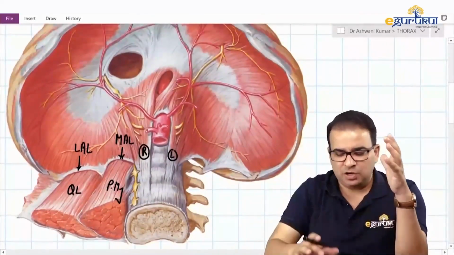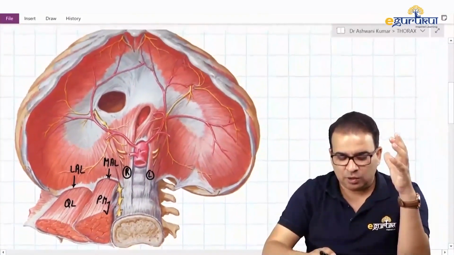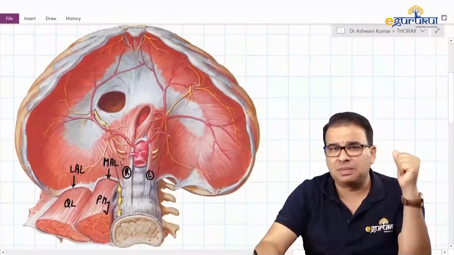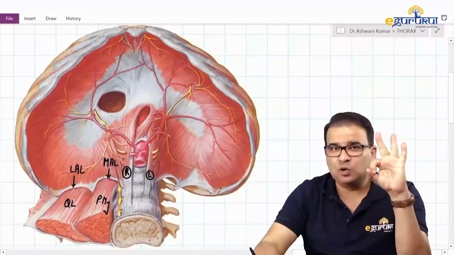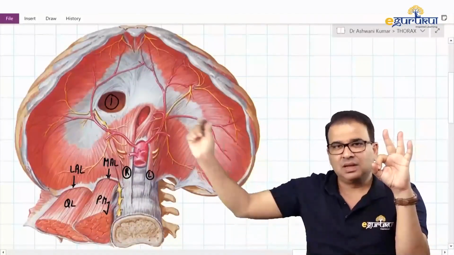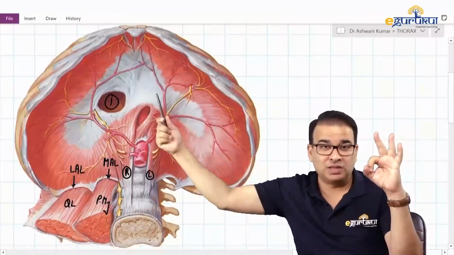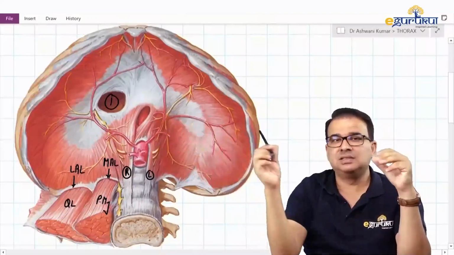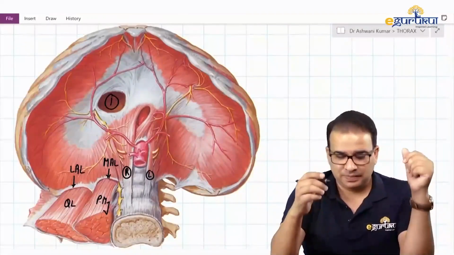Because when you talk about the diaphragm, we talk about certain openings in the diaphragm, the major openings and the minor openings. There are three major openings present in the diaphragm. The one that you see here, which is more toward the right side in the central tendon, that is the opening for the inferior vena cava.